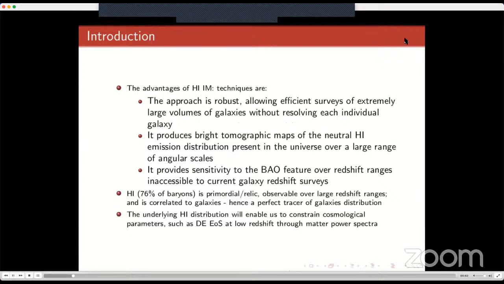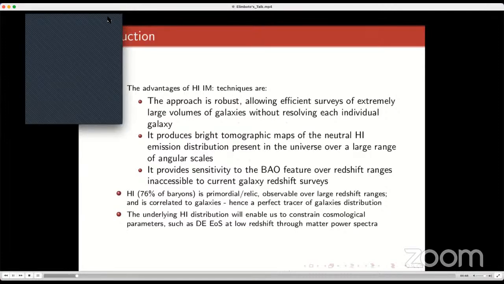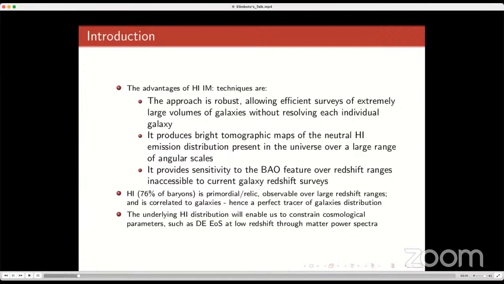In our study with FAST, we have prioritized the use of HI intensity mapping for a number of reasons, as you can see on this slide. But most importantly, HI intensity mapping sacrifices resolution and instead focuses on aggregating neutral hydrogen signal distribution information over large patches of the universe's volume. The underlying neutral hydrogen signal distribution will enable us to constrain cosmological parameters such as the dark energy equation of state at low redshift, and the matter power spectrum.